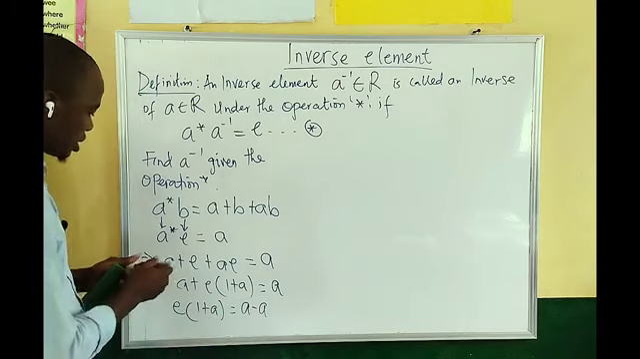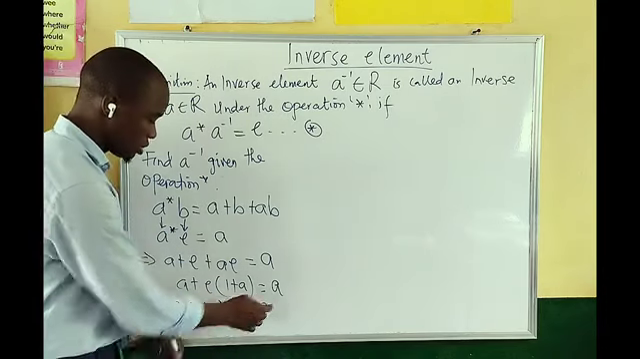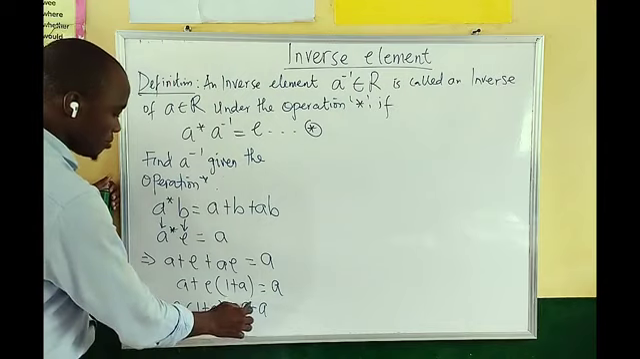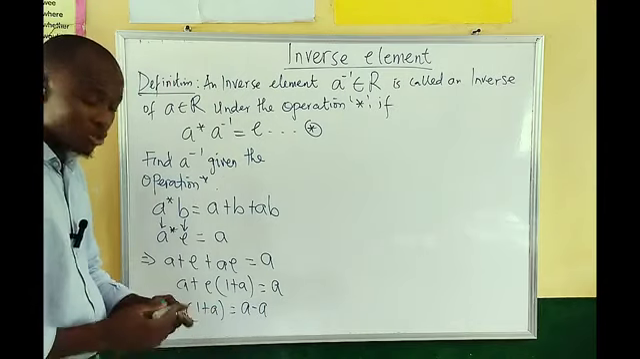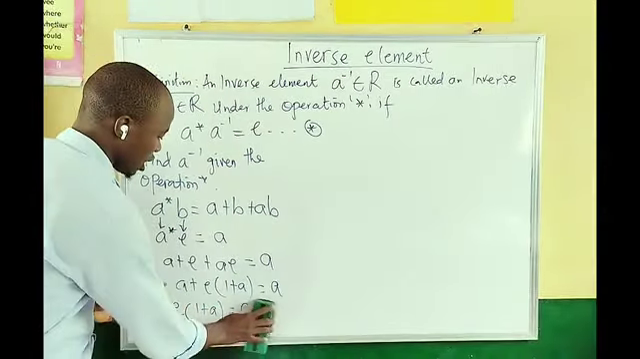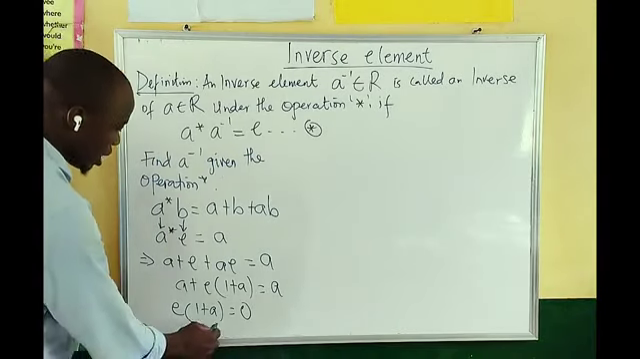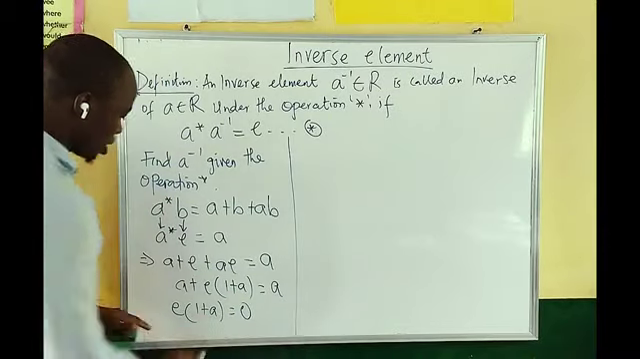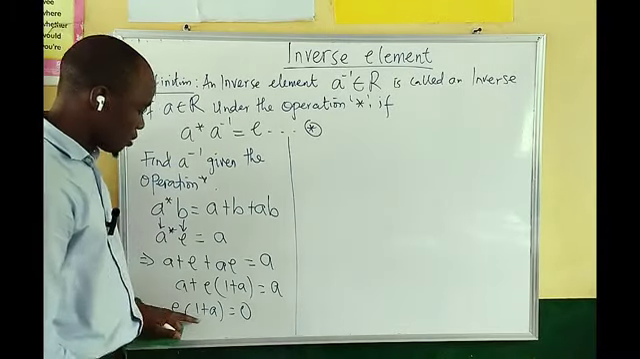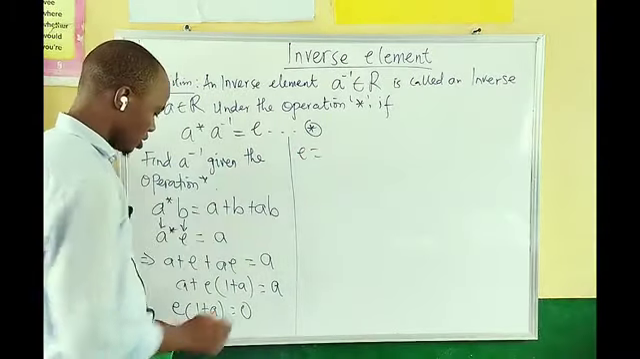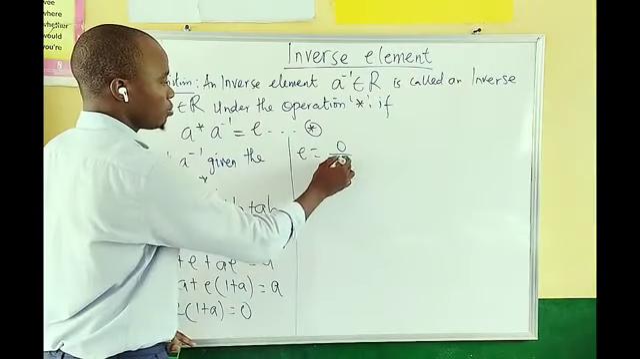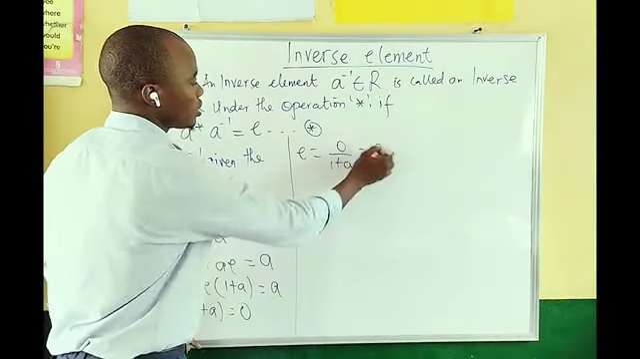Because this a is coming down to this place. So now from here you can see that a minus a is going to give us 0. So we have this one to be 0. Are you getting it now? So we are now going to divide through by 1 plus a to get our e. Therefore 0 over 1 plus a, you can see that we have our e to be 0.